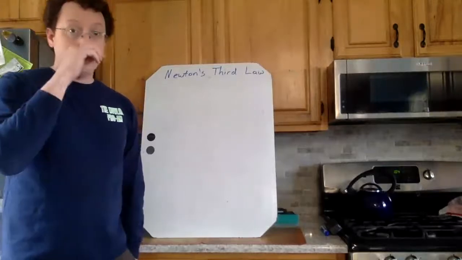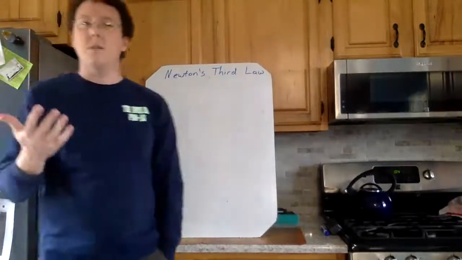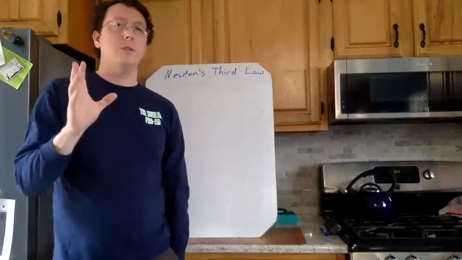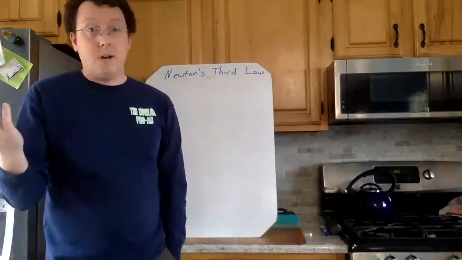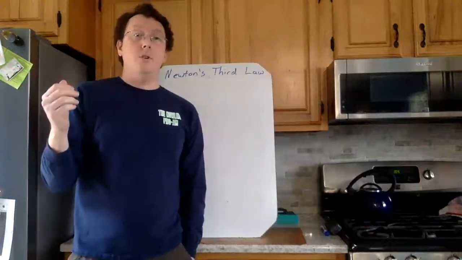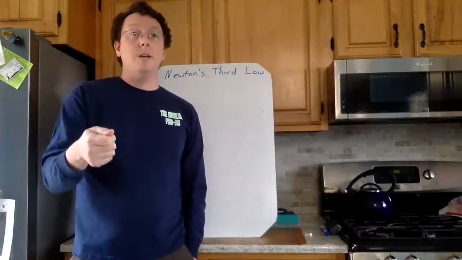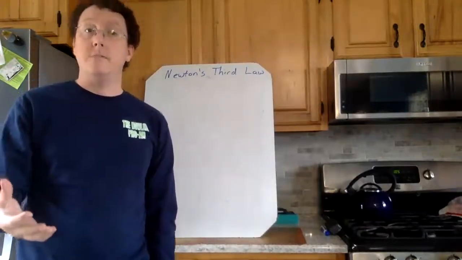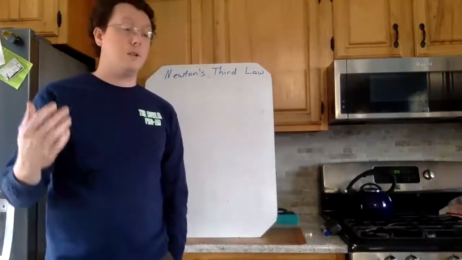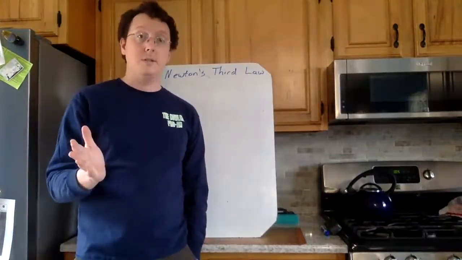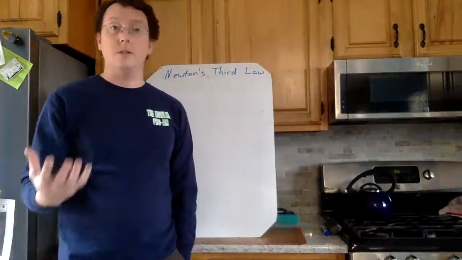So Newton's third law. Let's run through all the laws. Newton's first law tells you basically objects are lazy. If there's no force exerted on an object, then if it starts out at rest, it stays at rest forever. And if it starts out moving, it will continue to move in a straight line with a constant speed. So it'll have a constant velocity.